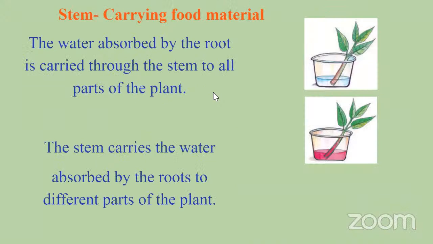Stem carrying food material. In the previous class, we discussed about roots. They absorb water. When the roots absorb the water, they will give it up to the stem. The stems carry the water up to the leaves. Of course, they also carry the food material up to the utilization points or the storage points. So from the roots, they are carrying water. From the leaves, they are carrying food materials. Okay, it is performing both the functions.